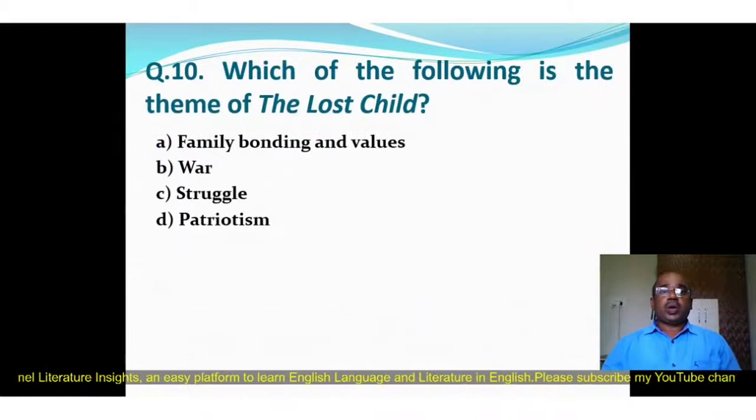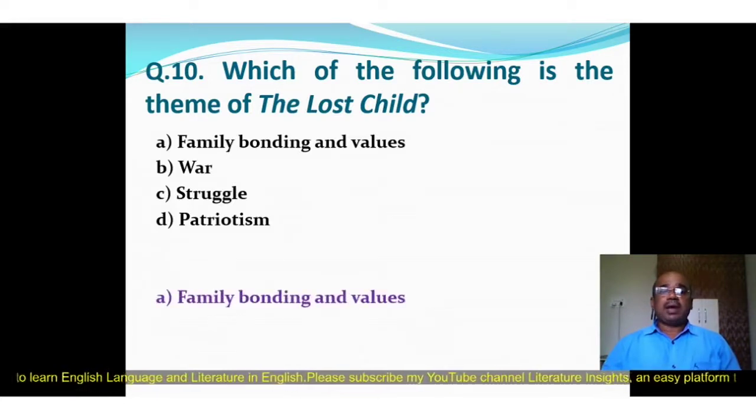Question number 10. Which of the following is the theme of The Lost Child? Again, here you can see four options: A. Family bonding and values, B. War, C. Struggle, D. Patriotism. The correct answer is A. Family bonding and values. Family bonding and values is the significant theme of the short story The Lost Child.